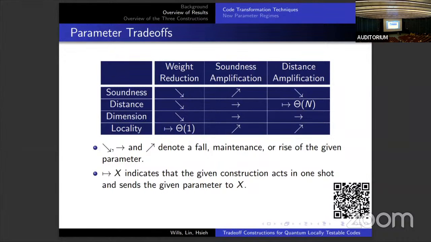And these are the parameter transformations that take place. So for weight reduction, indeed, the weight reduction can make the locality go all the way down to a constant where we want it, but it's at the expense of literally everything else, the soundness, the distance, and the dimension. For the soundness amplification, it indeed can improve soundness. And it's quite nice because it can actually maintain your distance and dimension, but it is at the expense of locality. And then the distance amplification can put the distance all the way up to linear, and it can do that while maintaining the dimension, but it makes both the soundness and locality worse.